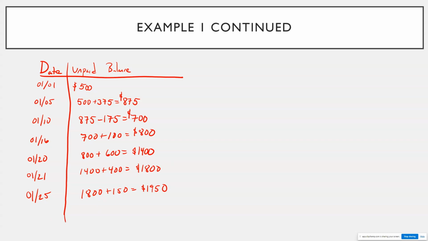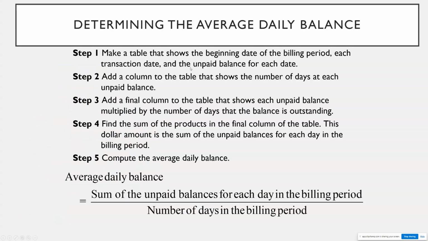And then I'm just going to add here the end date, just so I know it ends on the 31st. So this is what I have. I've done all of step one, unpaid balance for each date. Perfect. So I've done step one. Step two, let's add a column to the table that shows the number of days at each unpaid balance.